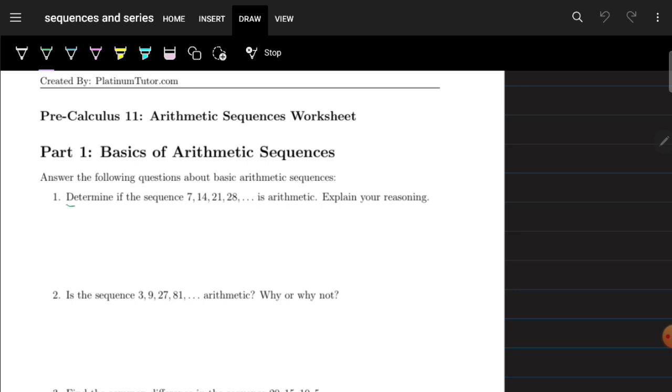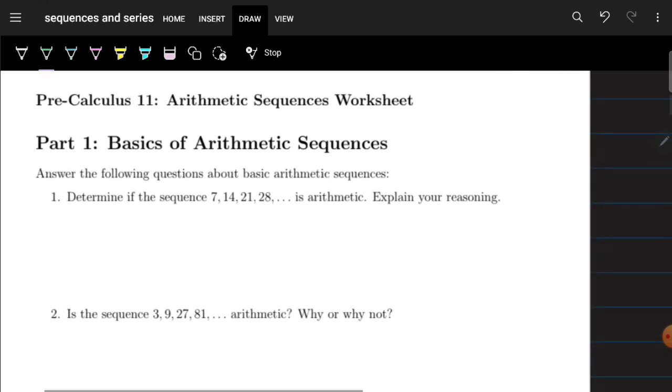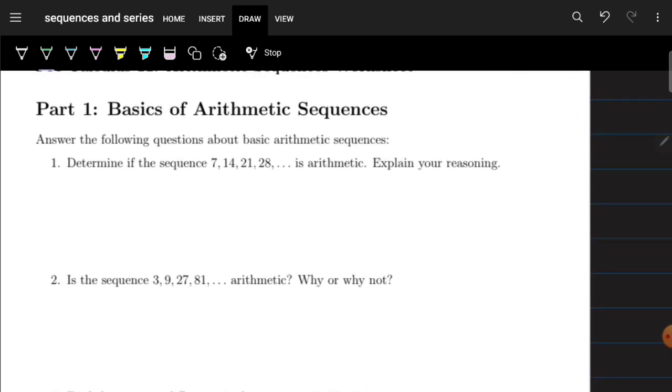All right, question 1. It says determine if the sequence 7, 14, 21, 28 is arithmetic. Explain your reasoning. Well, we know by the definition of arithmetic sequences that if our terms go up or down consistently by the same number, by the same common difference, then that's defined to be an arithmetic sequence.